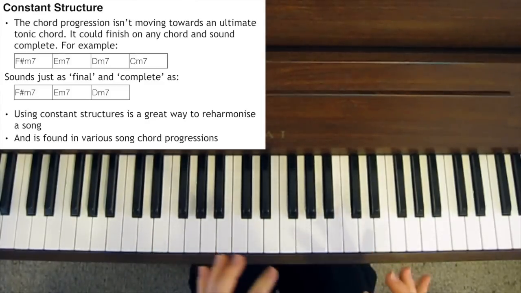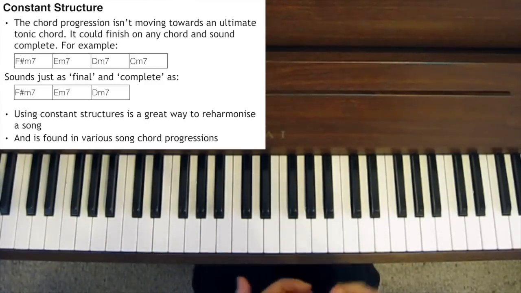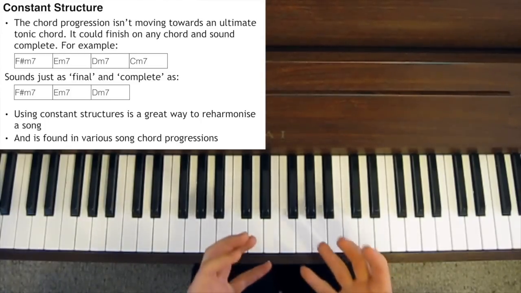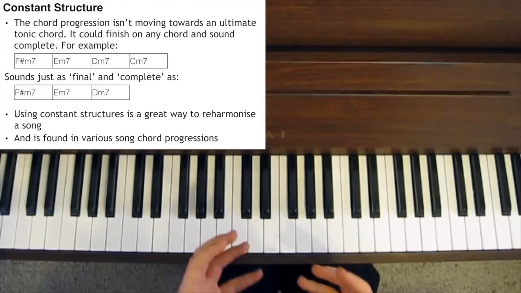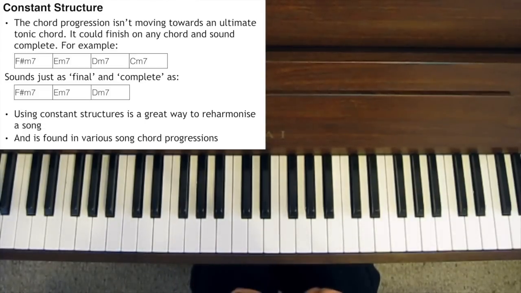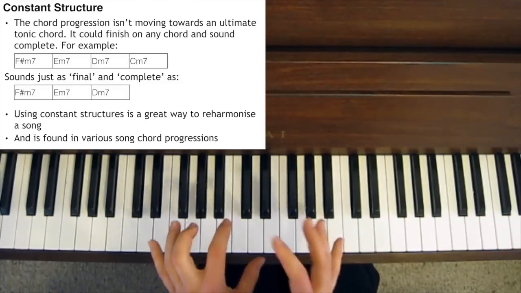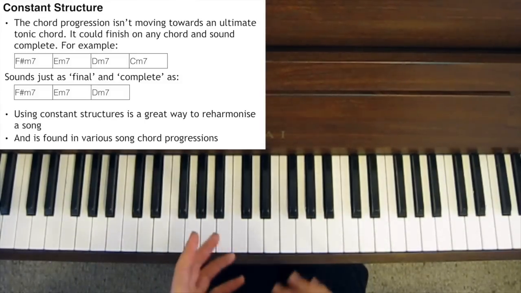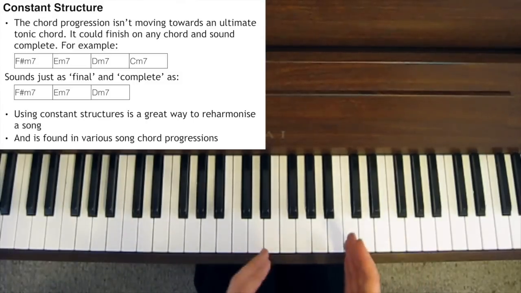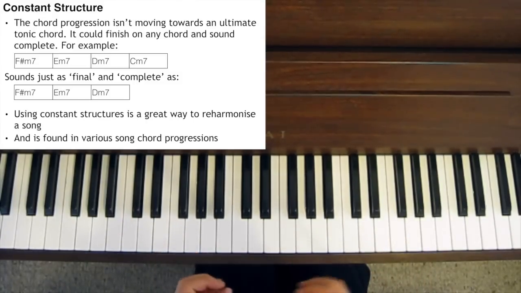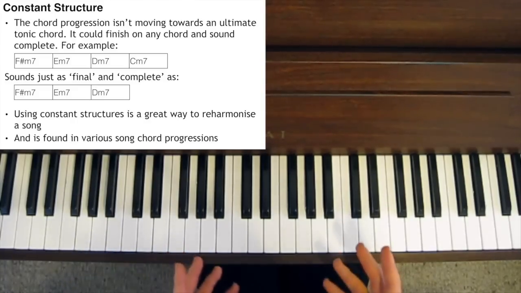It sounds non-functional. Now, using constant structures is a great way to reharmonize a song because it's very structurally strong and it gives a nice modern jazz non-functional sound. And this is exactly what Herbie Hancock and Bill Evans did in many of their reharmonizations, and they're the ones who actually popularized this constant structure chord progression. And it follows the general trend of jazz moving further and further away from functional harmony after about the 1950s to more non-functional harmony thereafter.